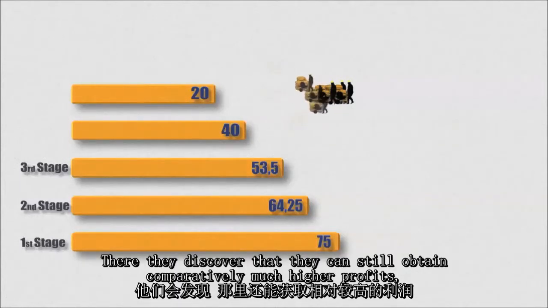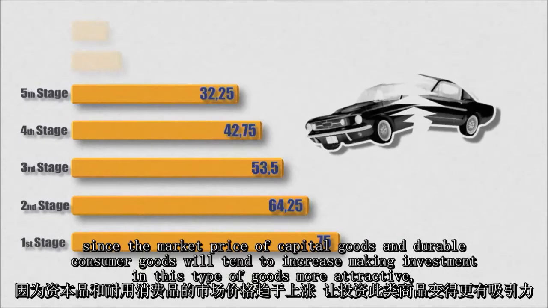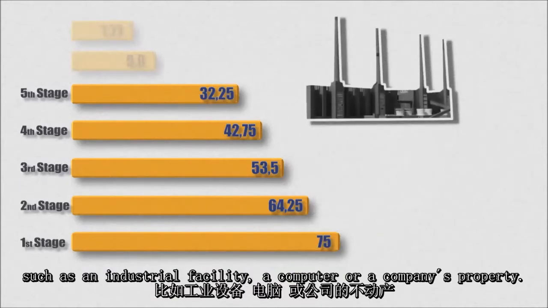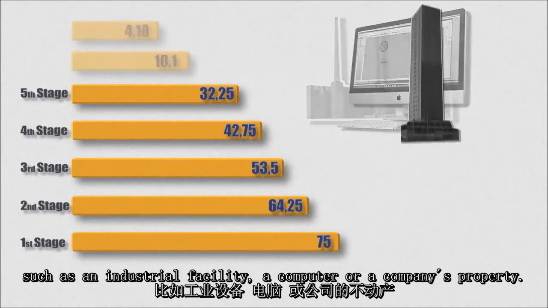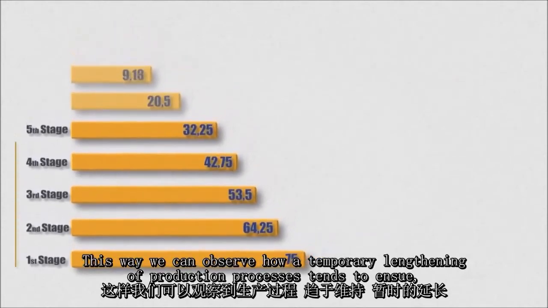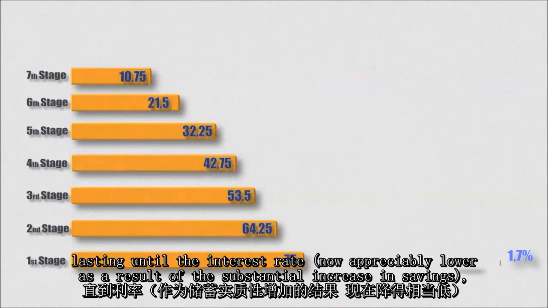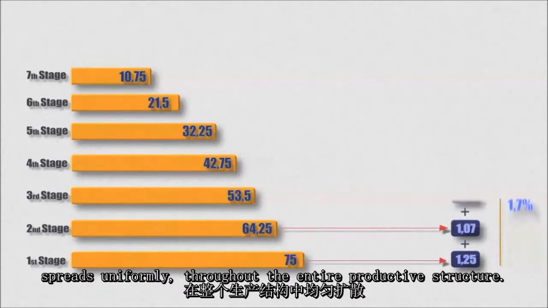There, they discover that they can still obtain comparatively much higher profits, since the market price of capital goods and durable consumer goods will tend to increase, making investment in this type of goods more attractive, such as an industrial facility, a computer, or a company's property. This way we can observe how a temporary lengthening of production processes tends to ensue, lasting until the interest rate, now appreciably lower as a result of the substantial increase in savings, spreads uniformly throughout the entire productive structure.